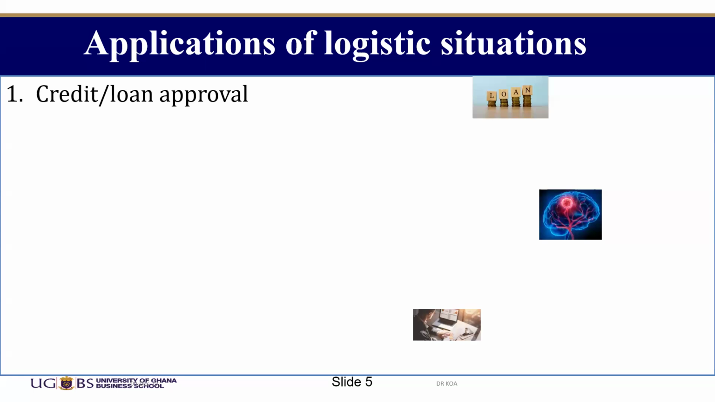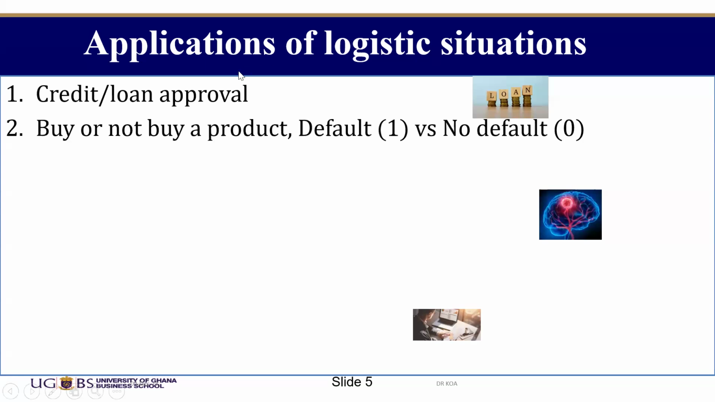So you can look at the probability of loan approval or loan default. In loan default, a bank will give loans to people. The probability that a person will pay back the loan or will not pay back the loan depends on several things, and you can do this as a logistic situation. Credit allocation, whether we should give this person credit or not, buying or not buying a product, it is a binary situation. Default or no default, it's a binary situation, okay?